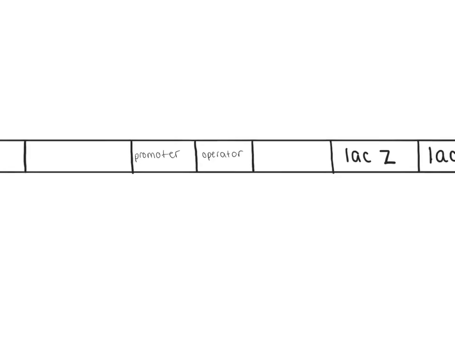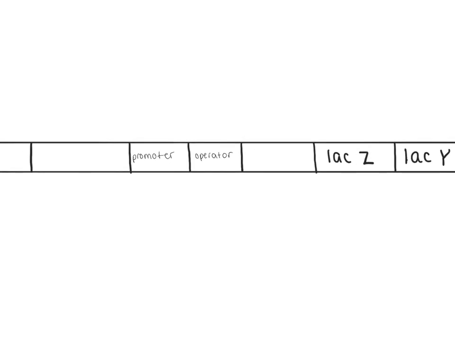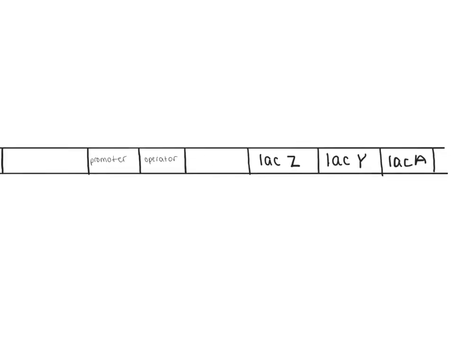We have the promoter, and beside that, the operator. These are 2 different chunks of DNA that are responsible, in part, for how we get the expression of these 3 Lac Operon genes. Let's make these different colors. We have our promoter and operator.